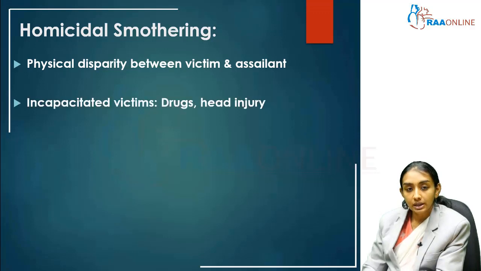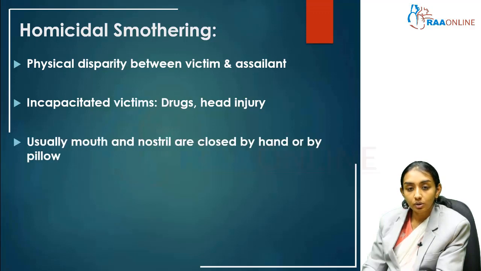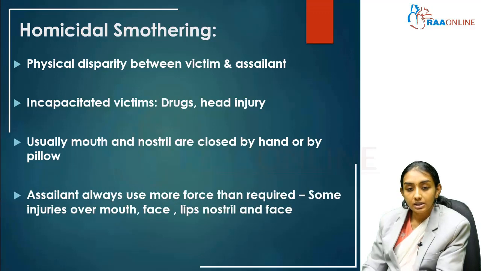This is normally seen in incapacitated victims who are incapacitated either by means of drugs, head injury, or the intake of alcohol. Usually the mouth and the nostrils are closed by hand or by some form of object such as a pillow or the bed or mattress. The assailant uses more force than required in order to quieten the victim and to make the victim unconscious. Hence, some form of injury is always seen around the mouth, face, lips, nostrils, and also over the other parts of the face.